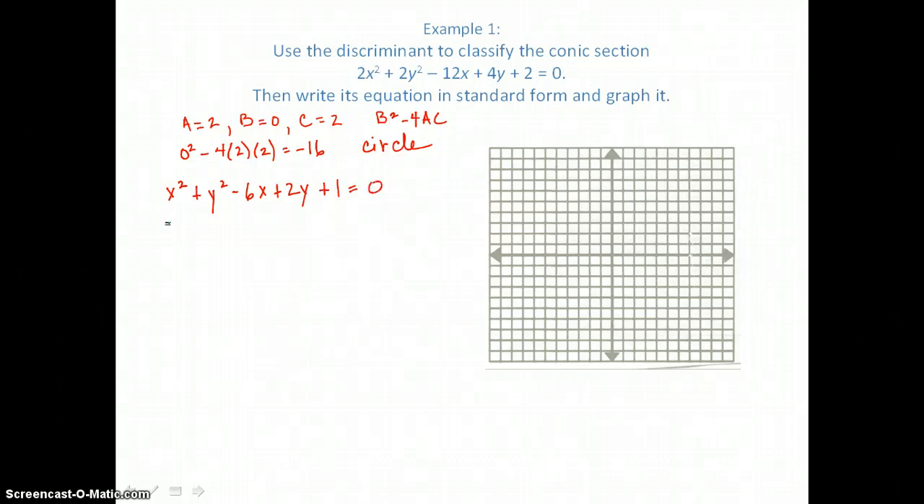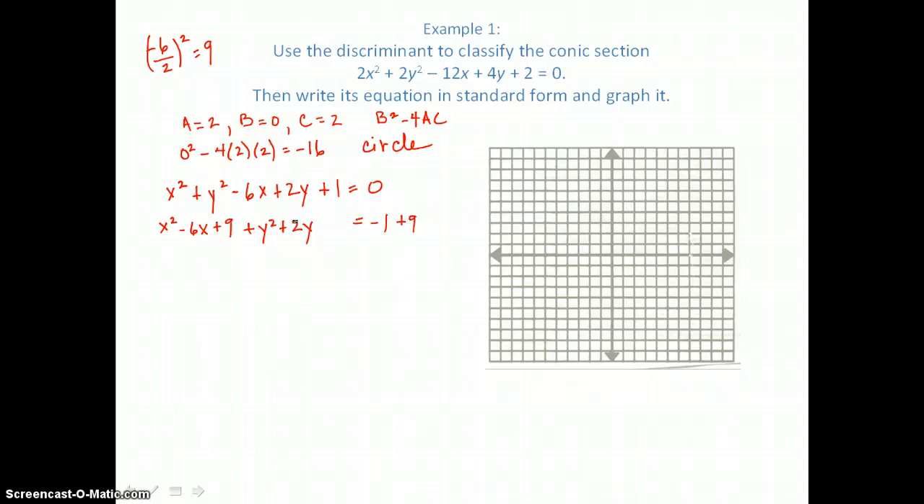Okay, and now I want to complete the square on x and y, so I'm going to get my x terms together. I'm just going to use the commutative property to move things around, and I'll get my y terms together. And I'll move that constant term to the right-hand side. Okay, now I'm ready to complete the square on x, so I'll take that value that's multiplied to x, negative 6. I'll divide it by 2 and square it. That's going to give me negative 3 squared, or 9. So I'll add 9 to both sides of this equation.